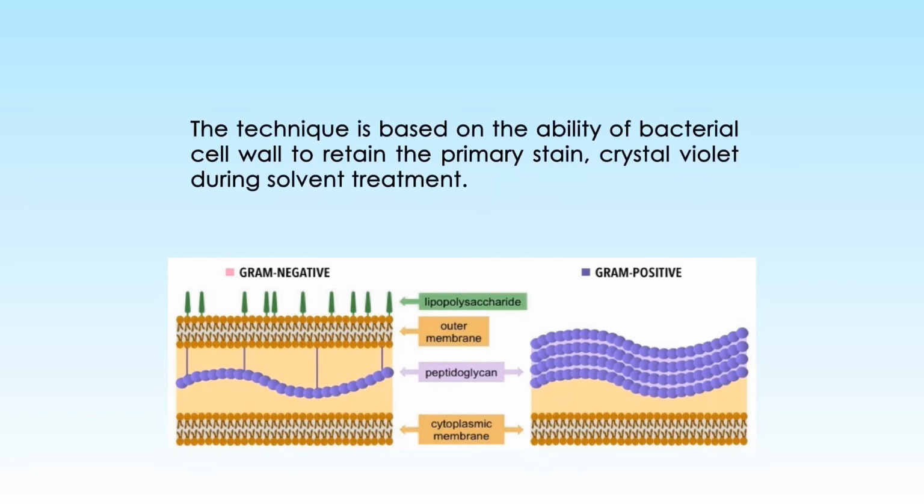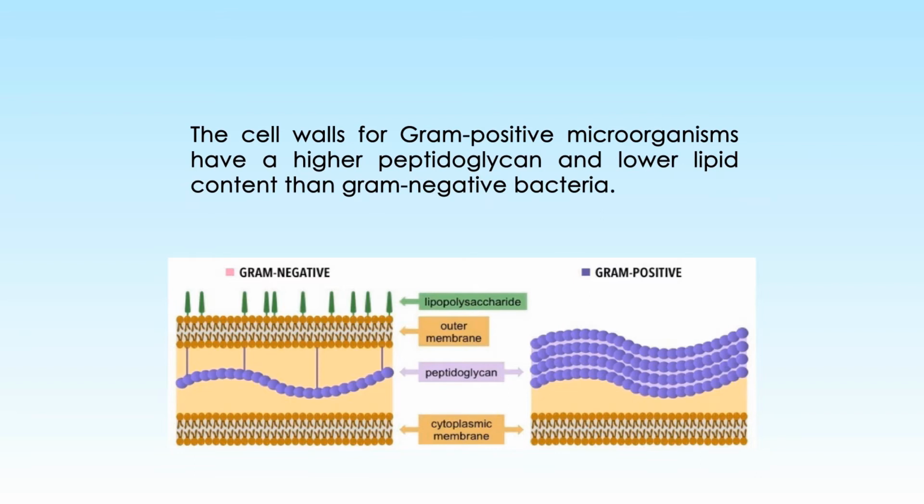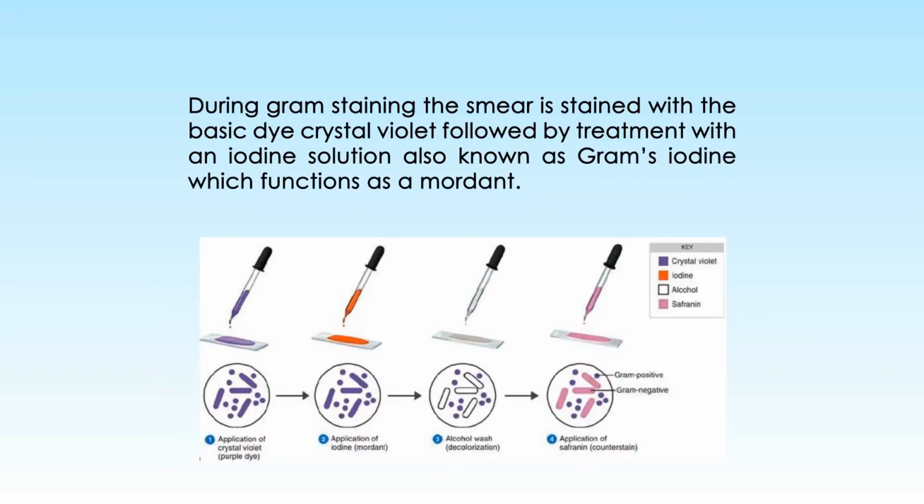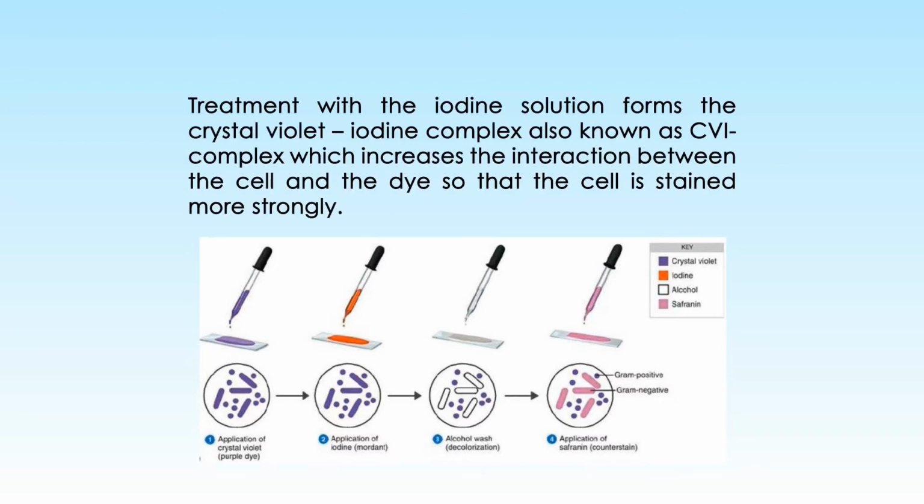The technique is based on the ability of the bacterial cell wall to retain the primary stain crystal violet during solvent treatment. The cell walls of Gram-positive microorganisms have a higher peptidoglycan and lower lipid content than the Gram-negative bacteria. During Gram staining, the smear is stained with the basic dye, that is crystal violet, followed by treatment with an iodine solution, also known as Gram's iodine, which functions as a mordant. Treatment with the iodine solution forms the crystal violet iodine complex, also known as the CVI complex, which increases the interaction between the cell and the dye so that the cell is stained more strongly.